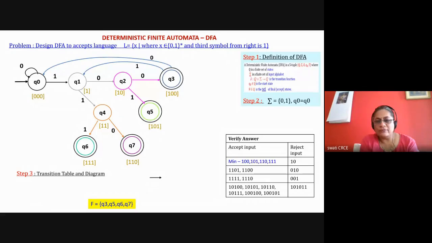In Q5 with 1, it is going to Q1. So I'm getting different answers. Someone is saying Q1, Q5, Q4. Isha is saying with 1 Q4 and with 0 Q2. We will see.